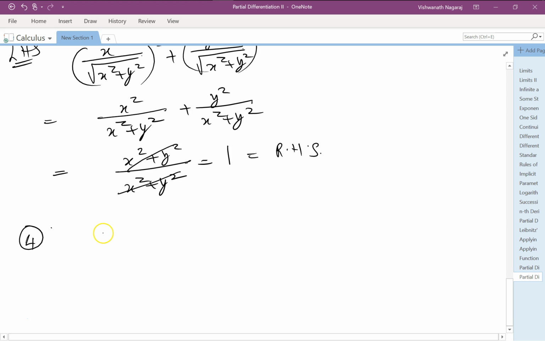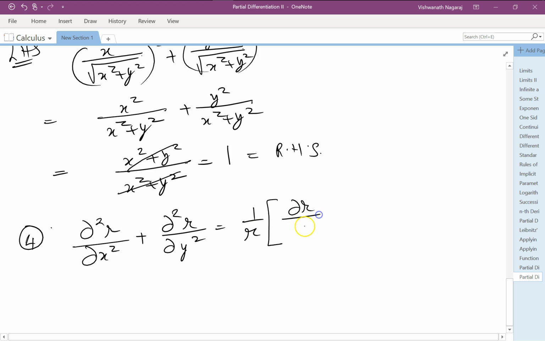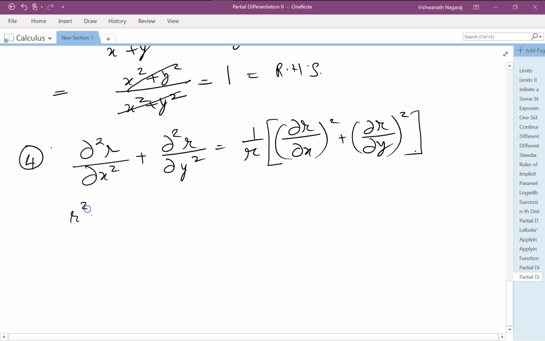Again, continuing with the same premise, that is x is equal to r cos theta and y is equal to r sin theta. We have to show that dou square r by dou x square plus dou square r by dou y square is equal to 1 by r times dou r by dou x the whole square plus dou r by dou y the whole square. Now we know r square is equal to x square plus y square.